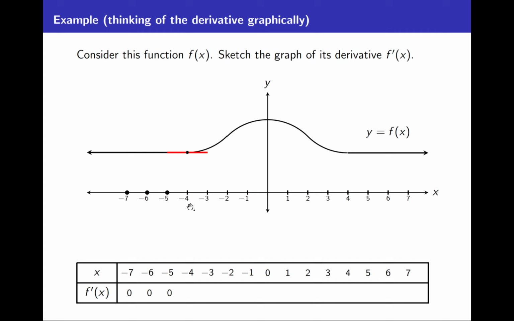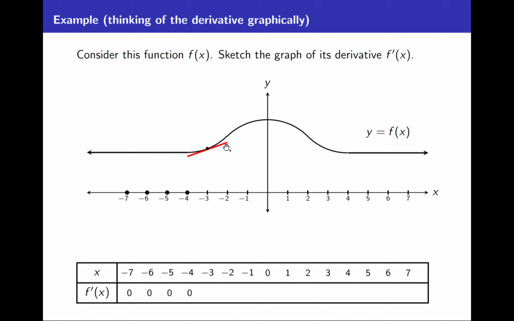Moving on to negative 4, same thing. The tangent line has slope 0 at minus 4. So f prime of minus 4 is going to be 0. Let's go to negative 3. Oh, we plot that point right there. And go to negative 3.